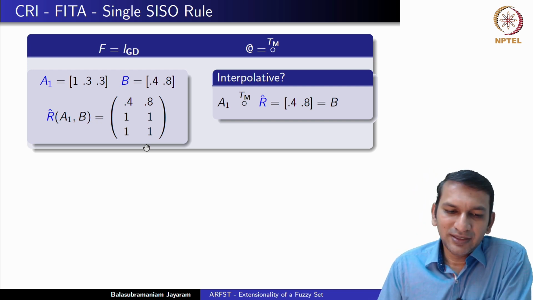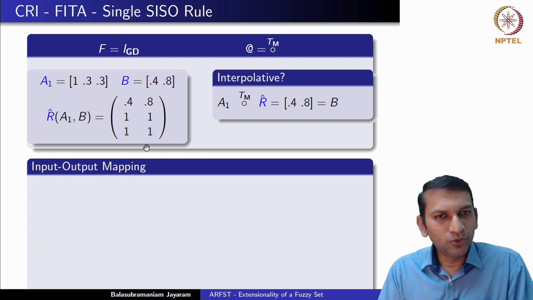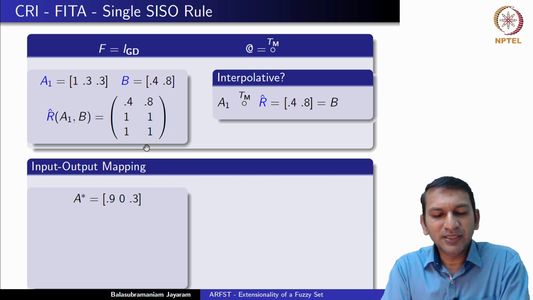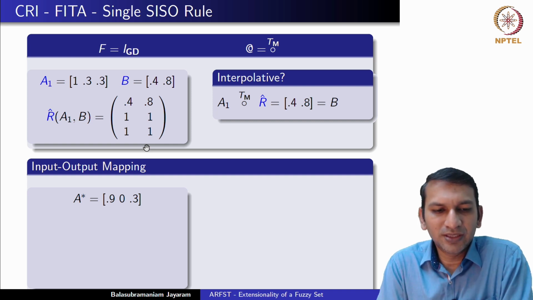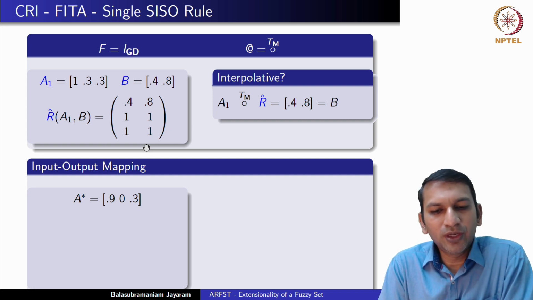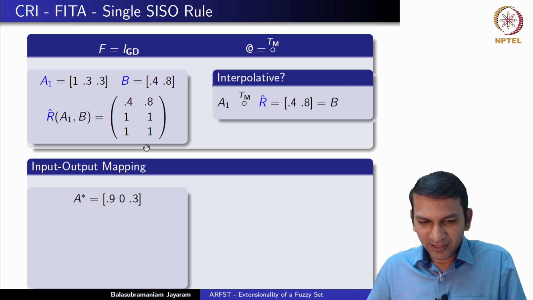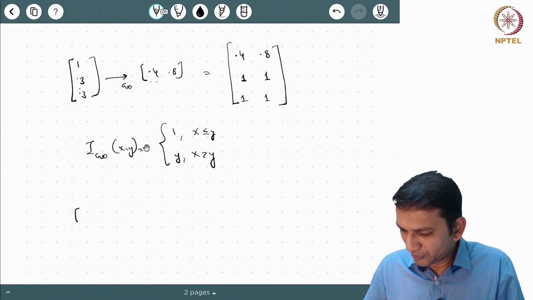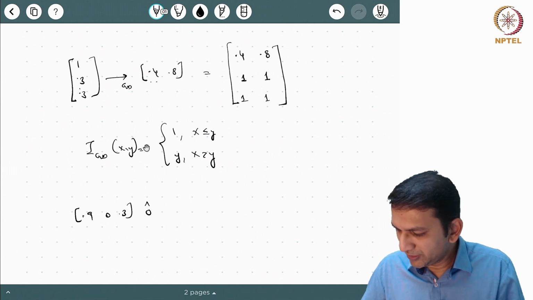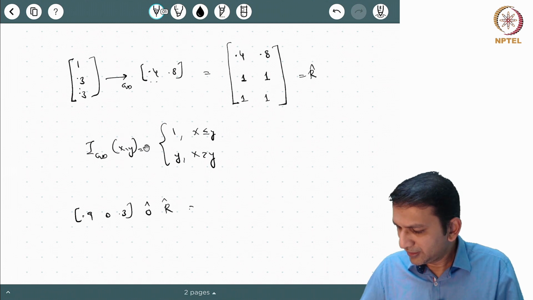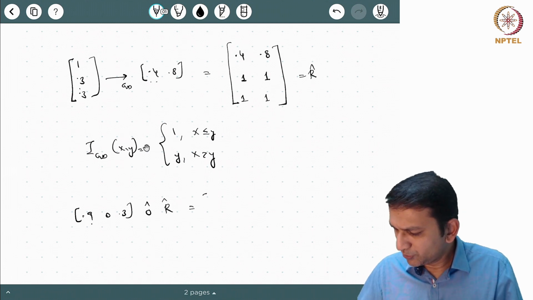Now, what is interesting is this. Let's look at the input-output mapping for some arbitrary fuzzy sets. Let's give this as the input to the system. That means given A star, we are going to compose it with R cap and see what output we get. Now, clearly, if this is the input, 0.9, 0, 0.3, we compose it with R cap, which is this. Clearly, we are doing sup-min composition.